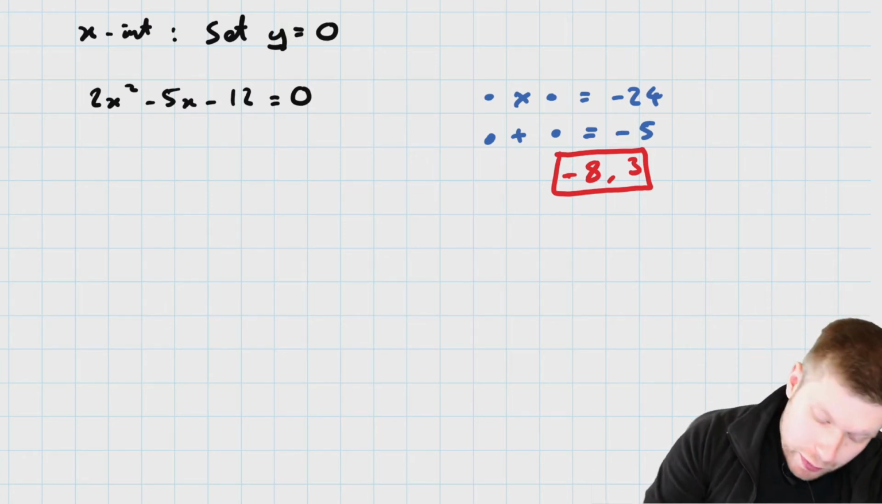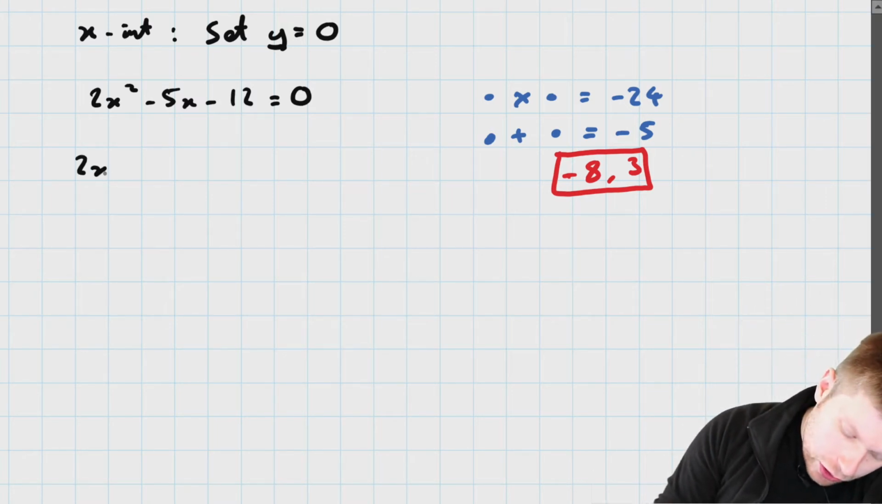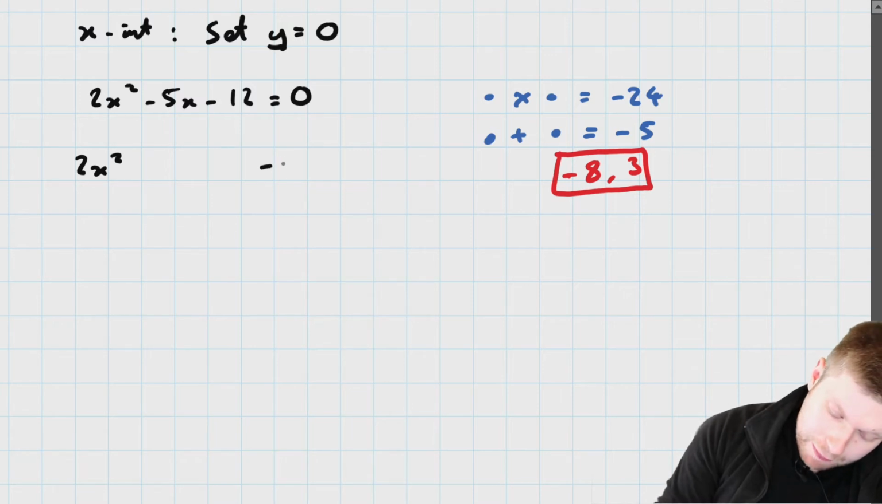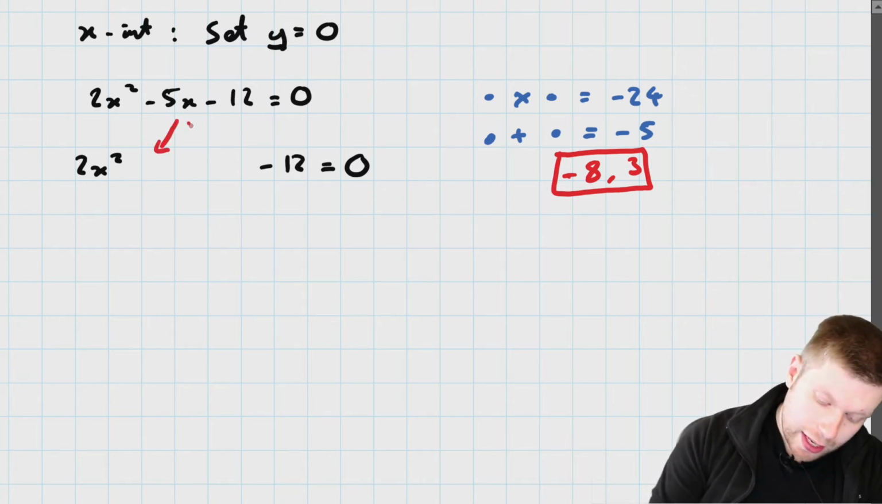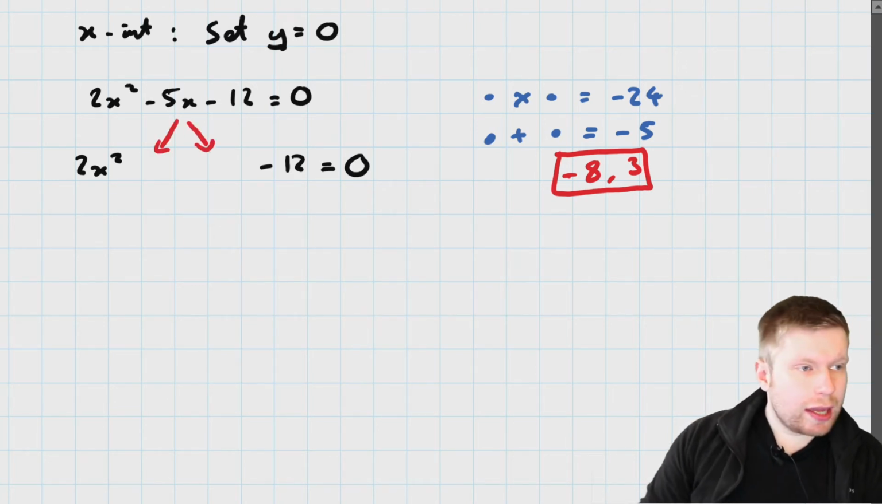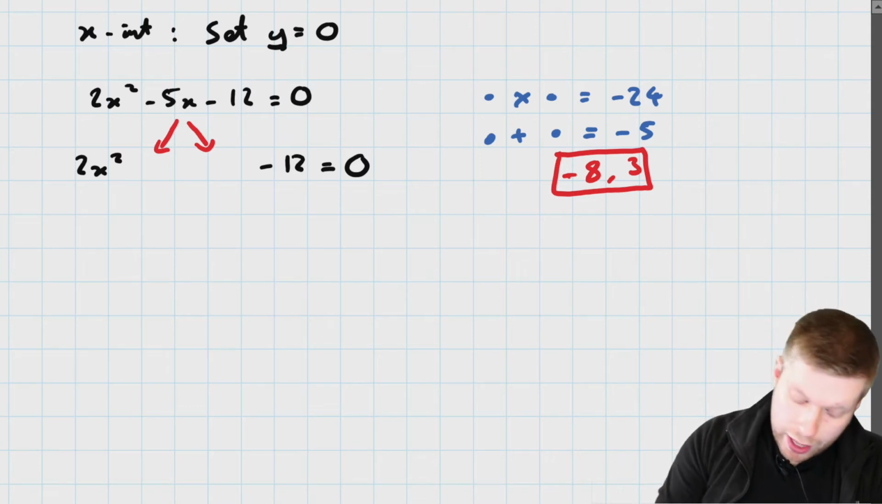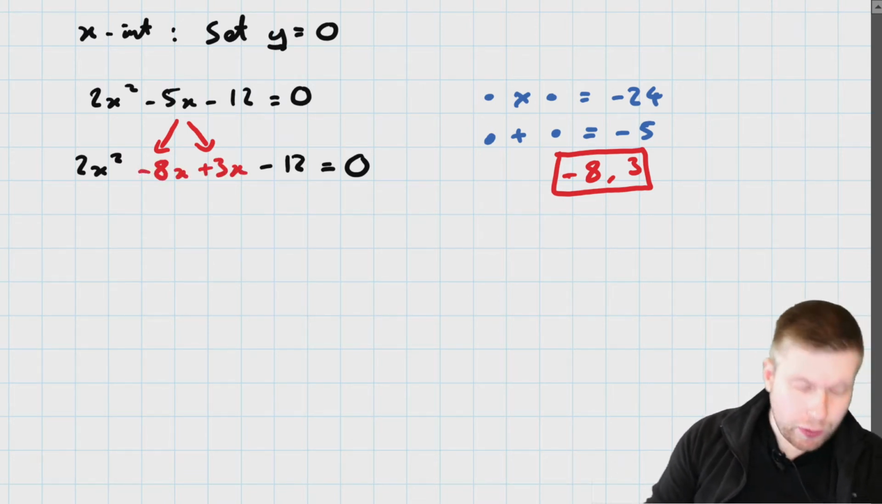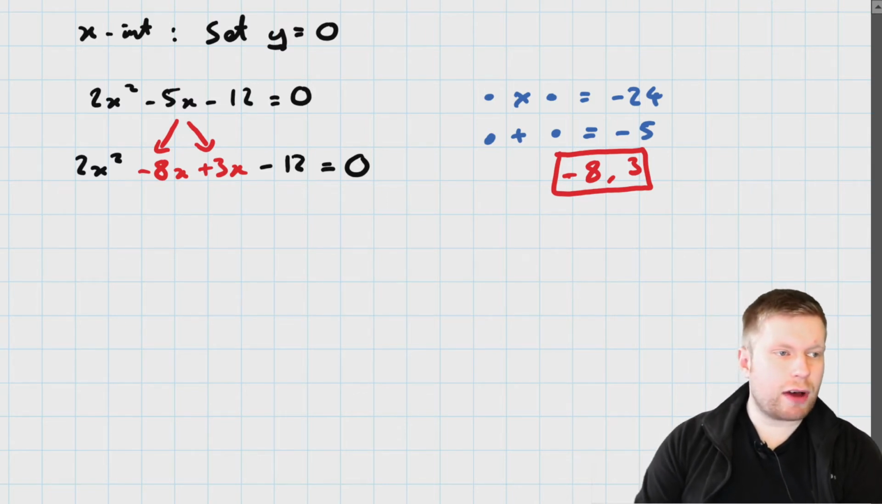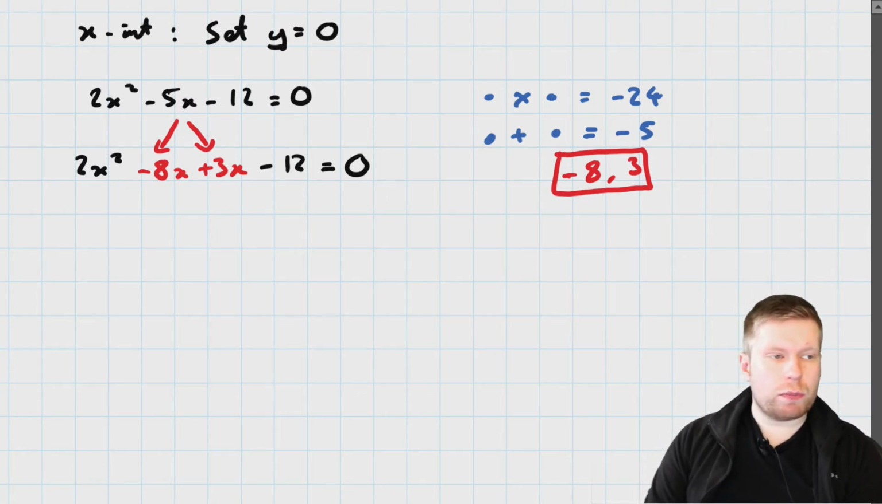So what that tells me is that when I rewrite this equation, I'm going to keep 2x squared the same, I'm going to keep the negative 12 the same, and I'm going to keep the equals 0 the same. However, I'm going to break negative 5x into negative 8x and positive 3x. So negative 8x and positive 3x. It's still negative 5x in the middle. The thing in red is still negative 5x. It's just I've broken it up into my two parts.